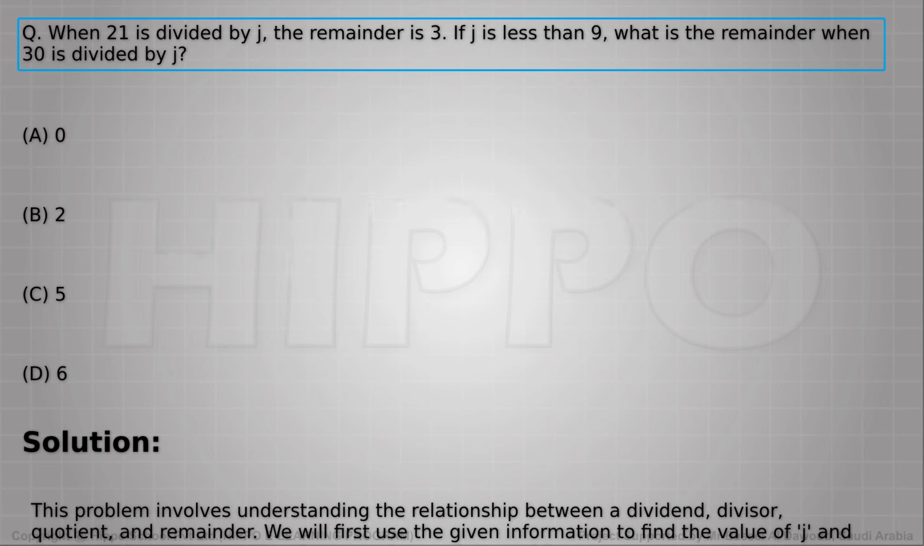Today, we're tackling a classic number theory problem involving division and remainders. The question asks, when 21 is divided by j, the remainder is 3. If j is less than 9, what is the remainder when 30 is divided by j? Let's break this down step by step.